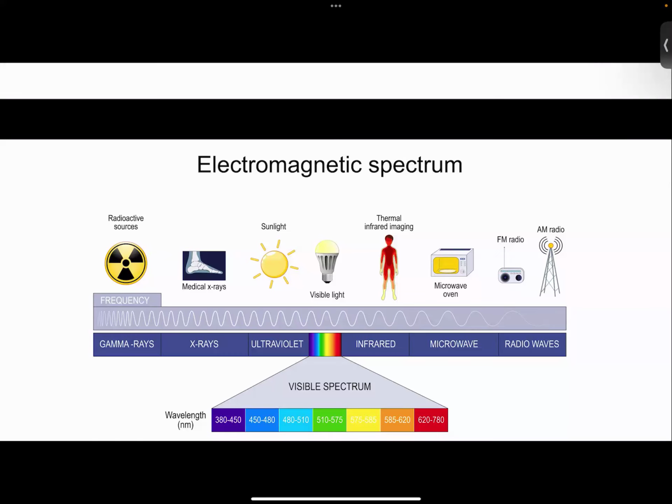Okay, so in the previous example, I gave you red light. Red light is part of the visible spectrum. The visible spectrum makes up a very tiny fraction of the overall electromagnetic spectrum. The electromagnetic spectrum starts out with gamma rays. When I think of gamma rays, I think of the Incredible Hulk. You will notice that the frequency of the gamma rays is very high.